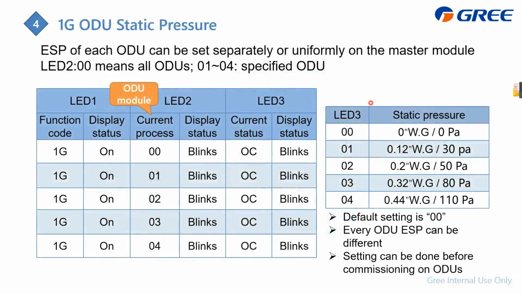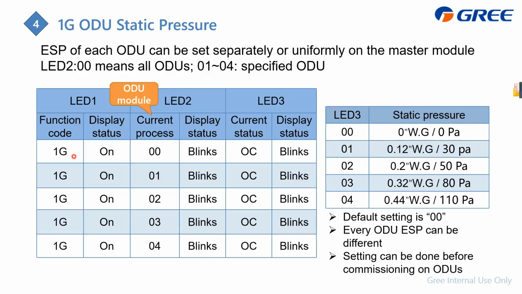thoroughly. And this is 1G, outdoor unit external static pressure setting. For the external static pressure setting, the function code is 1G. And we know for GMV5 we set the ESP through the dip switch, but for the GMV6 we set this ESP setting through the function buttons.